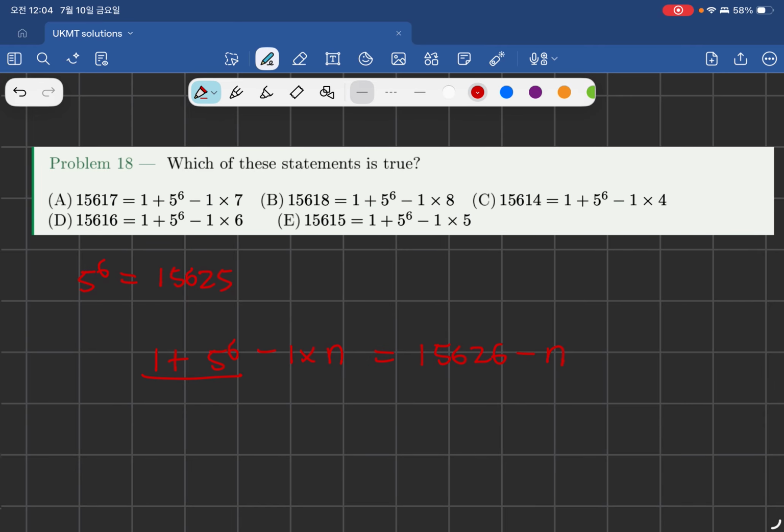Looking at A, we have 7 as n, and if we subtract 7, we get 15619, which is incorrect. Option B, we have n as 8. So if we subtract 8, then we have 15618, which is true. So B is the correct answer. And you can calculate the other options yourself and they will be incorrect.